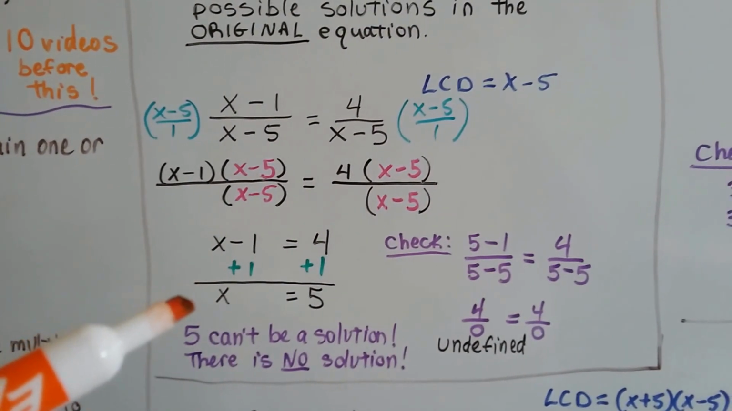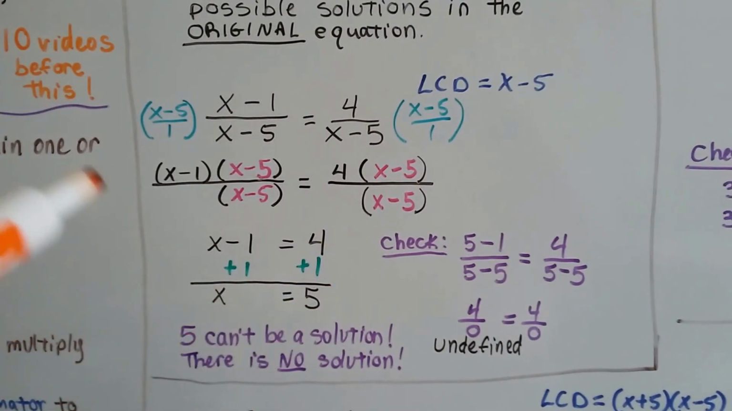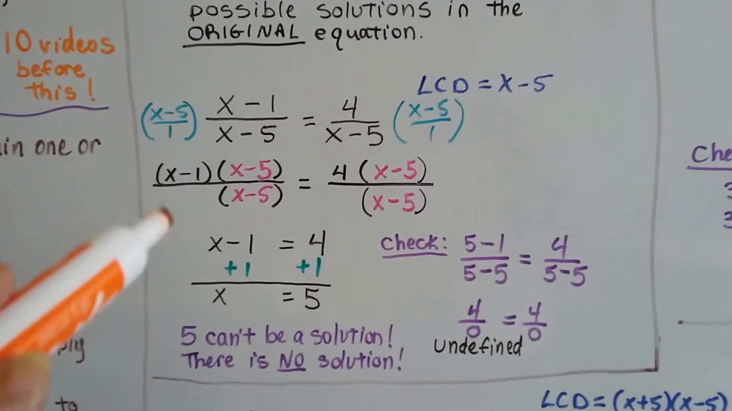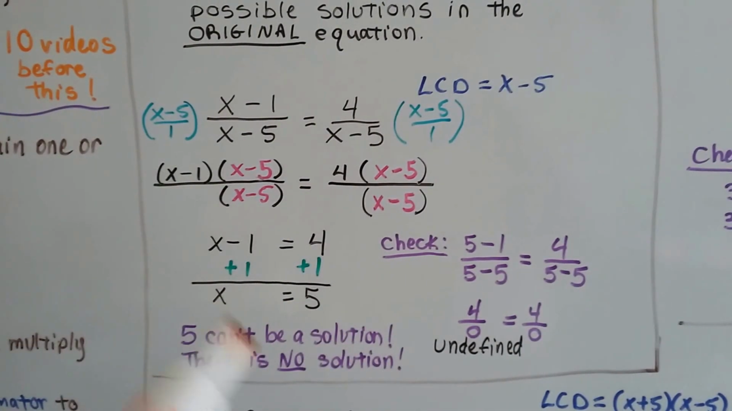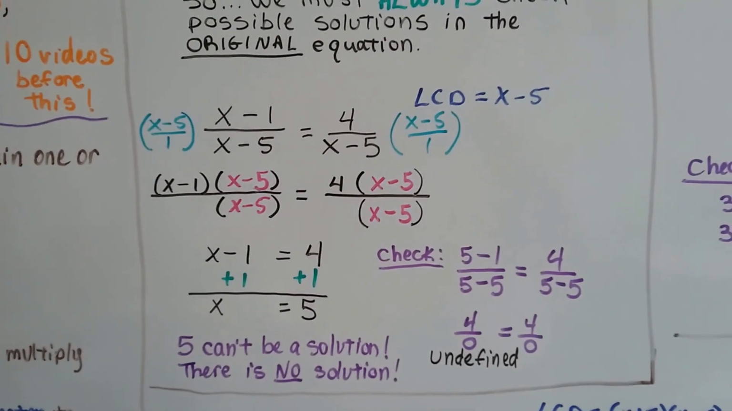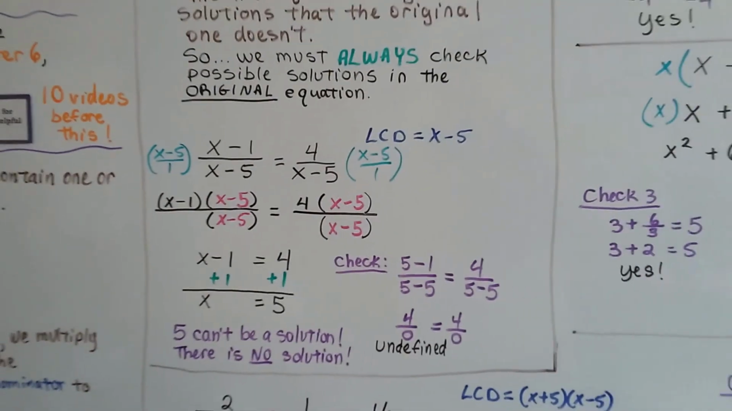So that could trick you on a test. You'll say, oh, I got it, x equals 5. You'll fill in that little circle saying x equals 5. But if you had checked it, you'd see that the real answer was no solution. Okay? So be careful. You've got to check.